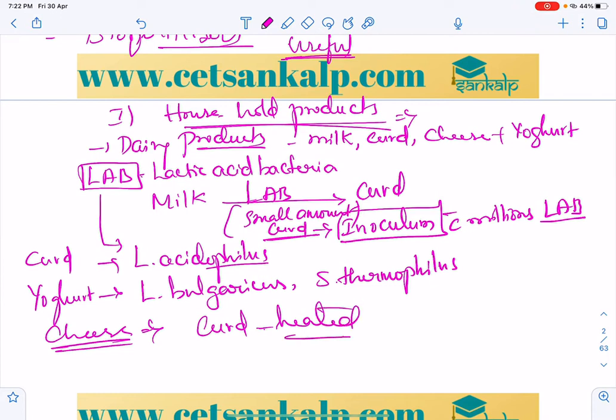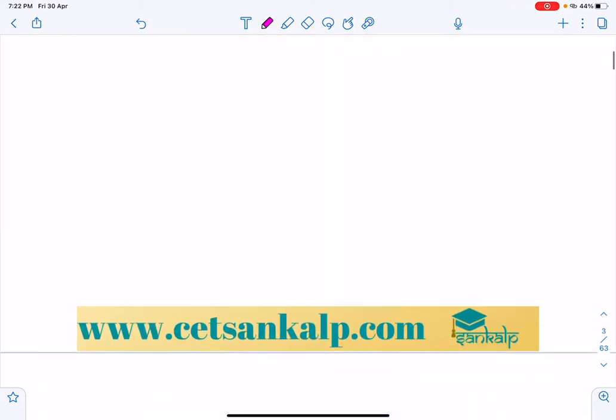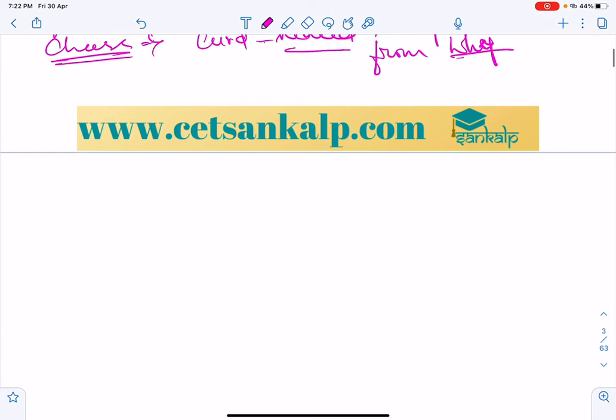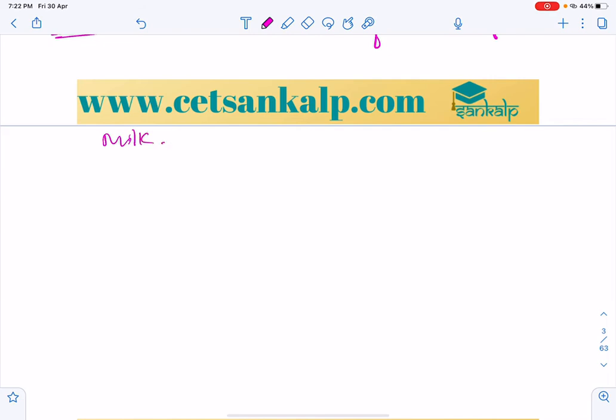So after eating that curd, the curd is heated to separate cheese from whey, W-H-E-Y, whey. So this is what you have to keep in mind. And what is that exactly? We can say milk, when Lactobacillus acidophilus is used, is converted into curd. So Lactobacillus acidophilus, keep it in mind, that is also a lab example.